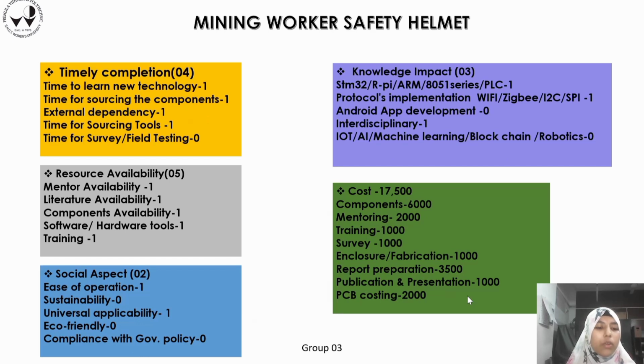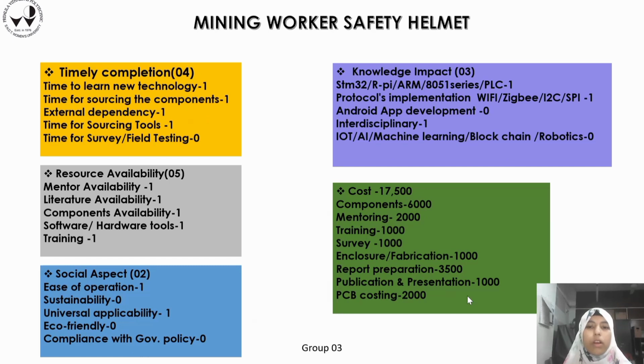Sustainability, we have given it zero, as it doesn't get through as sustainable. Universal applicability: it will be used everywhere where there are miners and mines. It can be usable everywhere, so we have given it one. Eco-friendly, meaning it doesn't harm the environment in any way, so we have given it zero. Compliance with government policy, we have given it zero because it doesn't require any compliance with government policy.